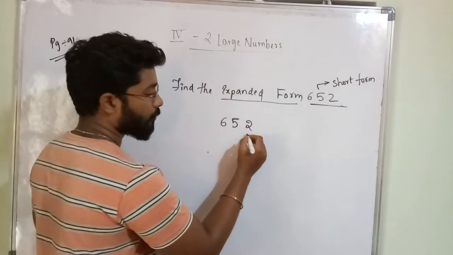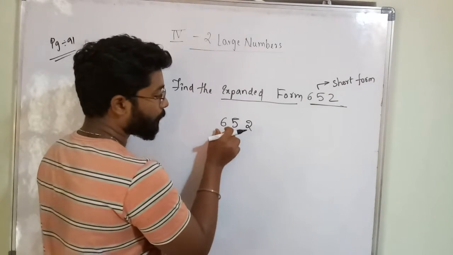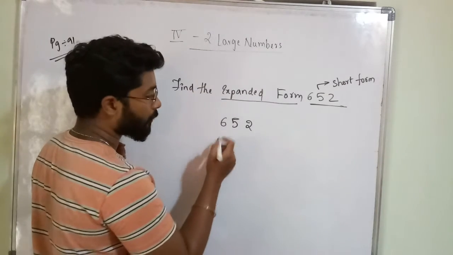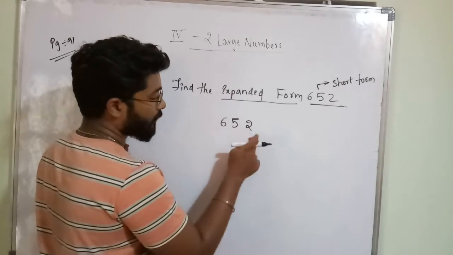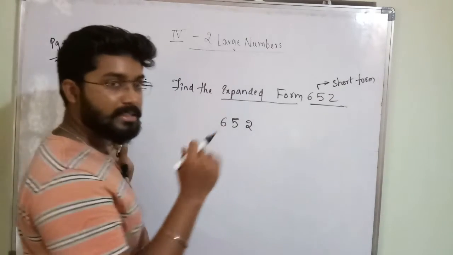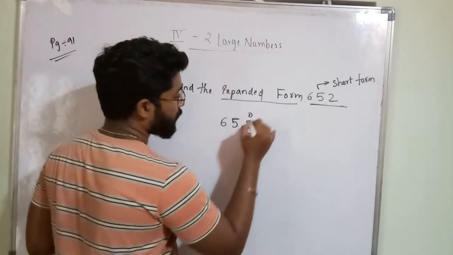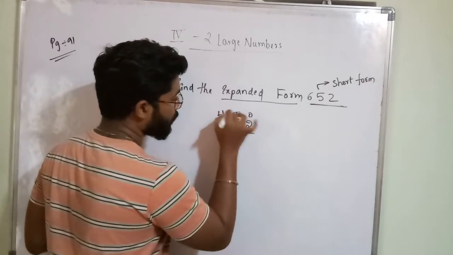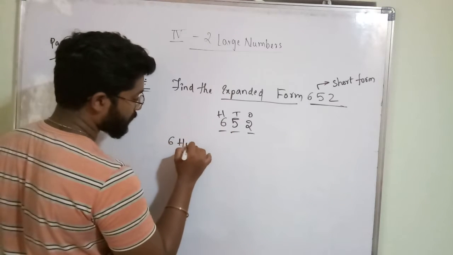So for 652, we have to find the expanded form. For finding the expanded form, what we have to do? We have to find the place values of every digit in the number. So here we are having 6, 5, 2. 3 digits are there, no? So for these 3 digits, you have to find the place values and you have to sum. This is in ones place, tens place, hundreds place, no? So 6 is in which place? Hundreds place. 6 hundreds.